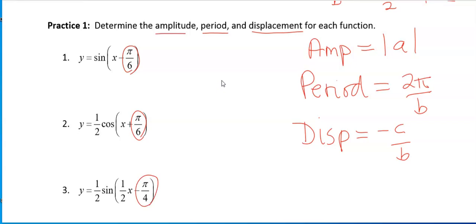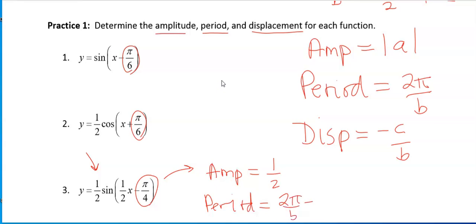So if I just did number 3 really quickly, watch this. My amplitude is equal to whatever that number there is. It's 1/2. My period is equal to 2 pi over b. So in this case, that would be 2 pi divided by, and there's my b right there, look in front of the x, divided by 1/2. Now, be careful because you're dividing by a half, which is the same as 2 pi multiplied by 2. So that's going to give you 4 pi.